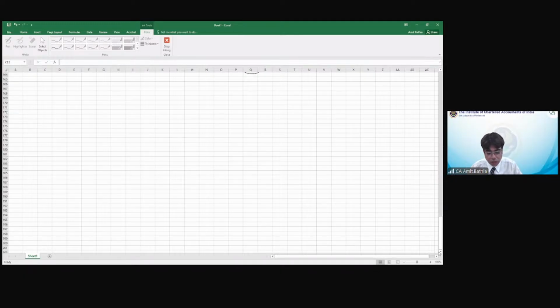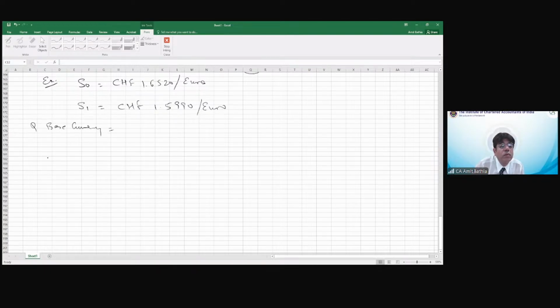Now, I'm going to take one example. So, my spot rate today is expressed as CHF 1.6520 upon euro, right? Per euro. My spot rate after a year is expected to be CHF 1.5990 upon euro, right? So first and foremost, what is the base currency over here? Euro is the base currency.